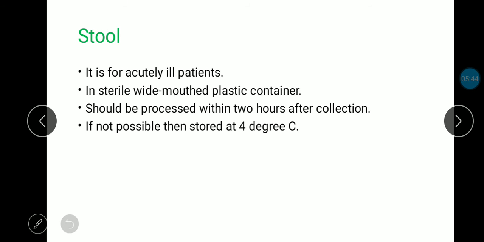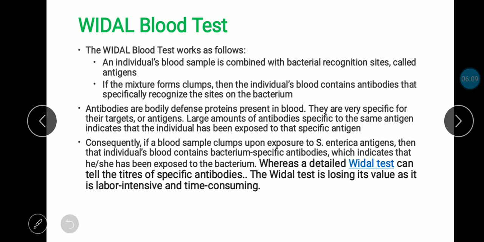Then the next sample is the stool sample. It is for acutely ill patients. The stool sample is collected in a sterile wide-mouthed plastic container. It should be processed within 2 hours after collection. If that is not possible, then it should be stored at 4 degrees centigrade. These samples are tested by various methods, and one of them is the Vidal blood test.